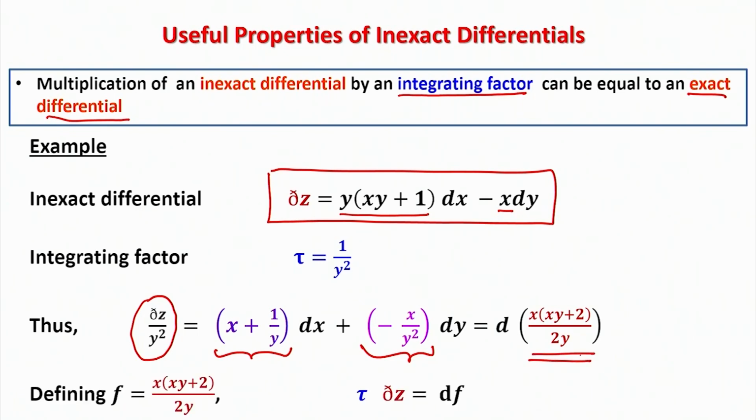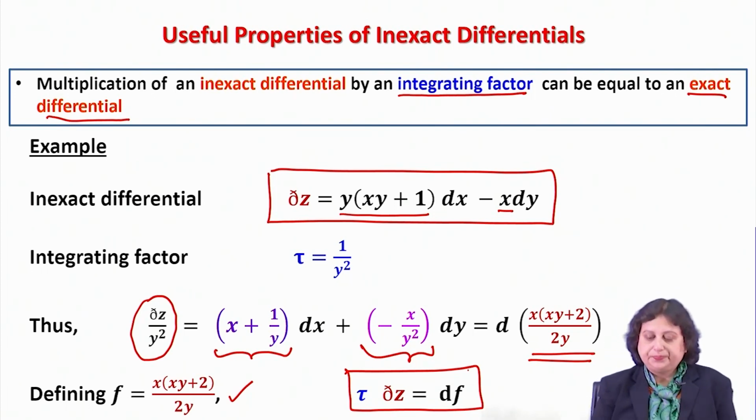So this means that if I define f as this function, then tau into dz, tau, that is the integrating factor, when it multiplies the inexact differential, the product is an exact differential df. Therefore, multiplication with a suitable integrating factor converts an inexact differential into an exact one.